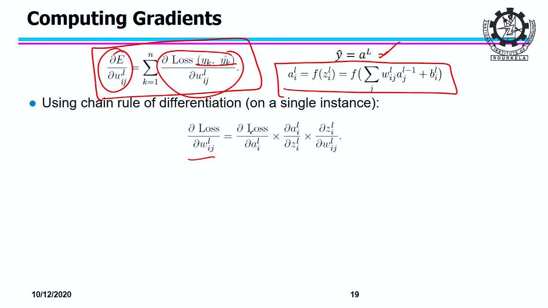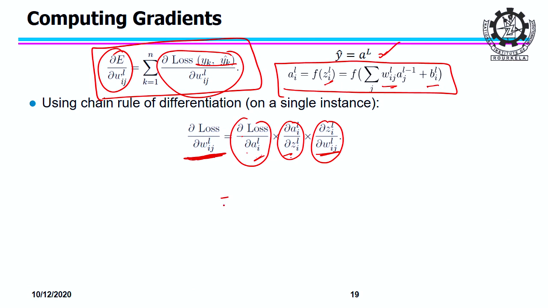Using the chain rule, we can write del loss with respect to del A_i^L. A^L is a function of Z^L, so therefore del A_i^L by del Z_i^L, and again Z_i^L is a function of W and B, so del Z_i^L by del W_ij^L. Now, having said that, what do we need to do? We have to compute each of these values, and then multiply.